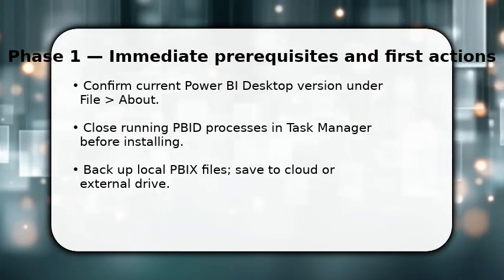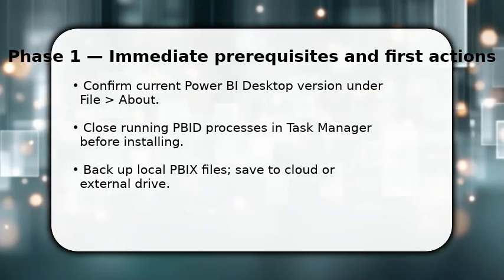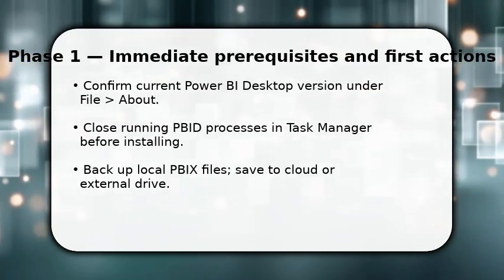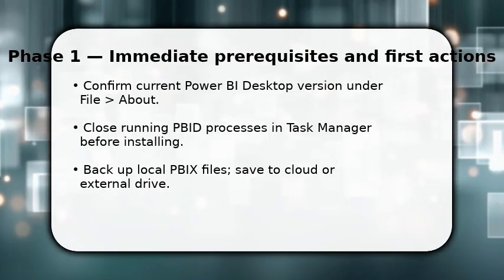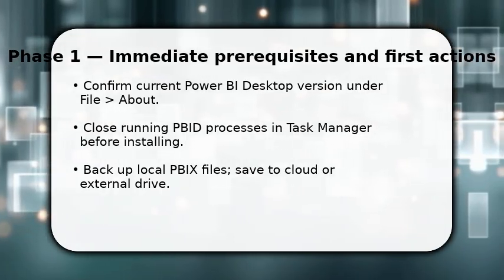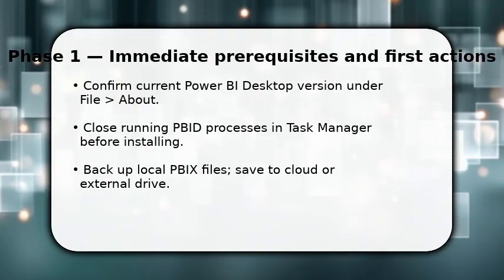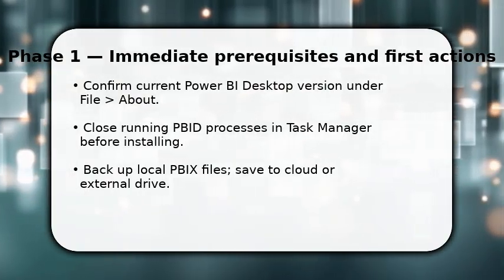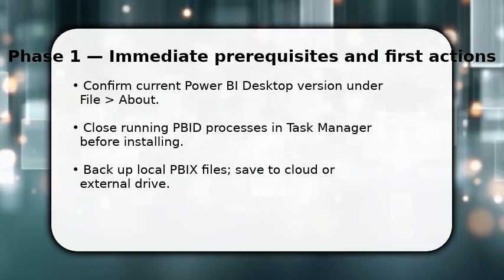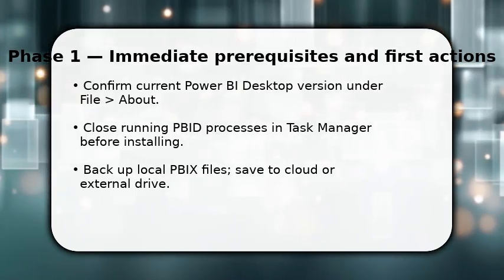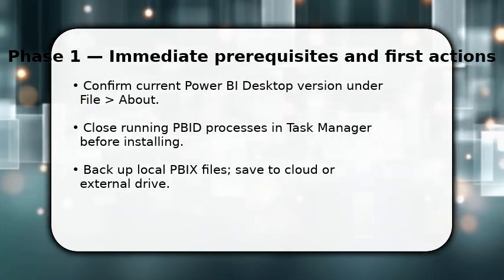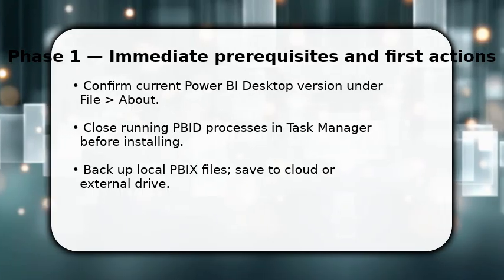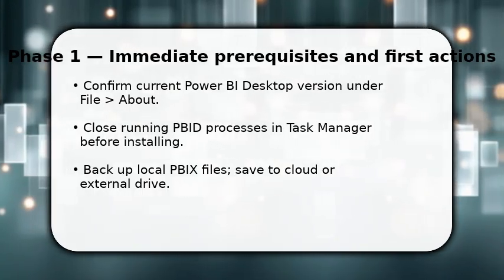You'll start by verifying prerequisites and initiating the update now. Check File About to note your current Power BI desktop version and make sure Windows is updated so dependencies match. Once done, close Power BI and terminate any PBID processes in Task Manager to avoid file locks. Make a quick backup of critical PBIX files to cloud or external drive. This prevents data loss if an installer prompts for migration.